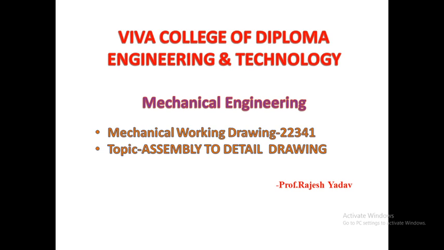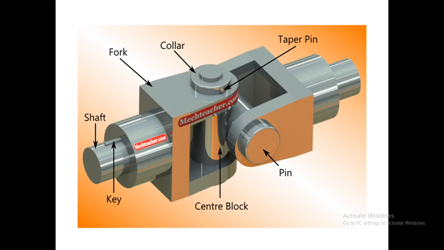That is, we will be given an assembled view of any assembly, and then we have to separate all the components and draw the individual sectional front view and top view of each component. So let us see. Here, the 3D drawing of an assembly of a universal coupling is given. This entire assembly is of a universal coupling. Now, what is the use of a universal coupling? A universal coupling is used to connect two shafts in order to transmit power from one shaft to the other.